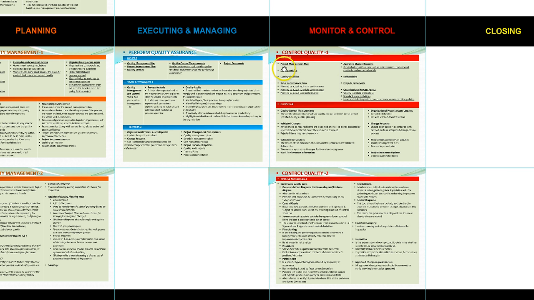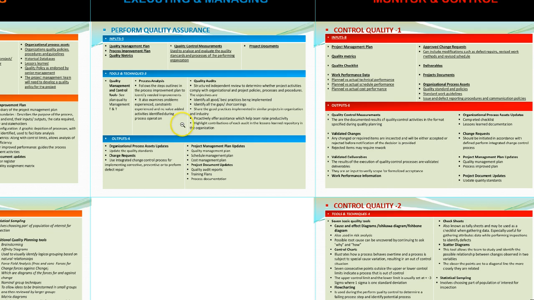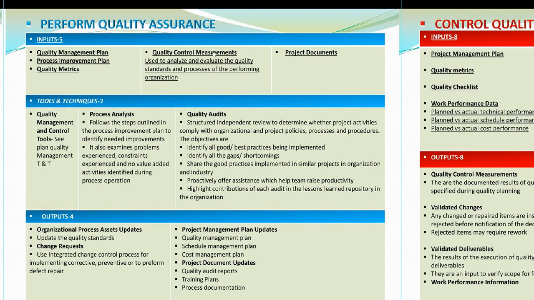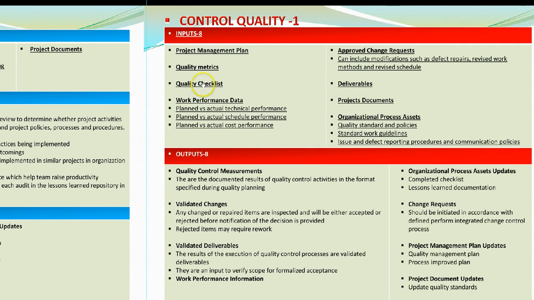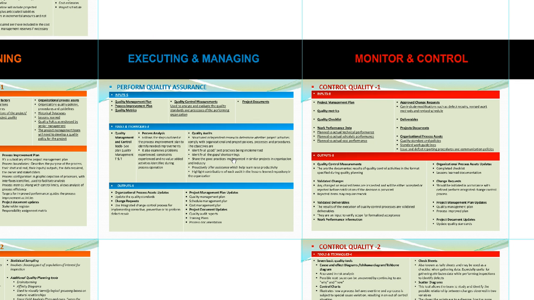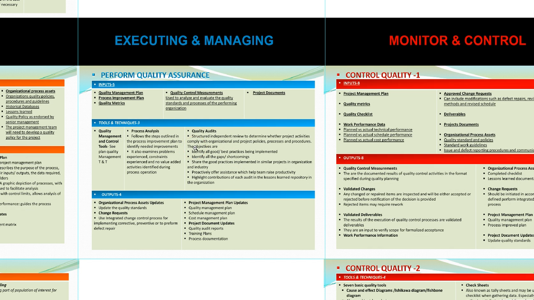Now we have to understand what these 2 processes are. What's happening in performing quality assurance, and how is it different from performing quality control? So there are different processes, different tools and techniques, different outputs and inputs that go into perform quality assurance and perform quality control.